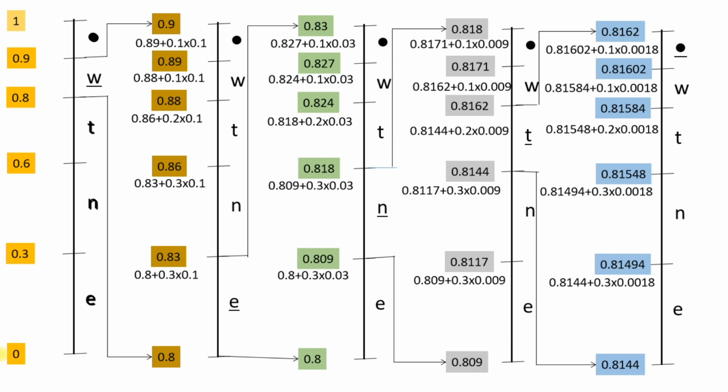So first the symbols are arranged in this order. The probability range for E is from 0 to 0.3, and for N it is from 0.3 to 0.6. Then for T the range is from 0.6 to 0.8, for W it is from 0.8 to 0.9, and for dot it is from 0.9 to 1. So now the symbols are arranged in this order.